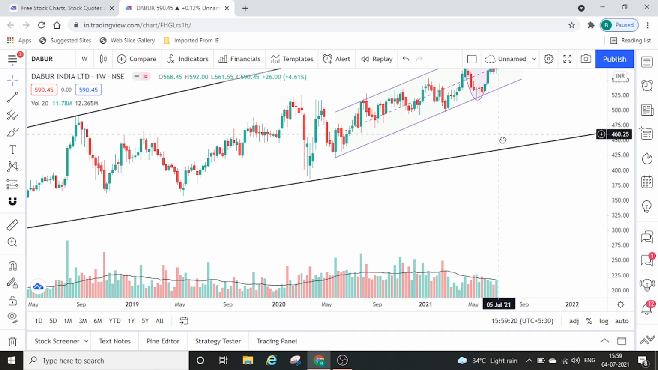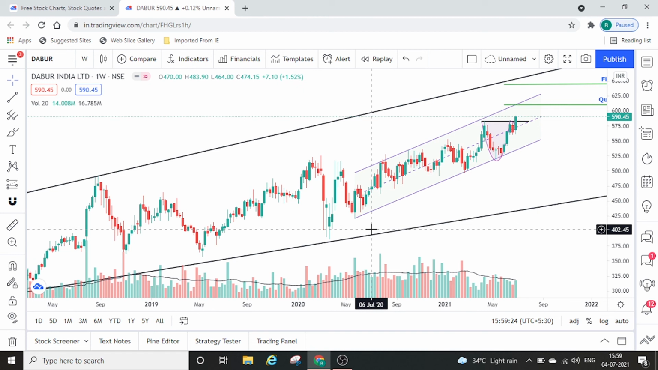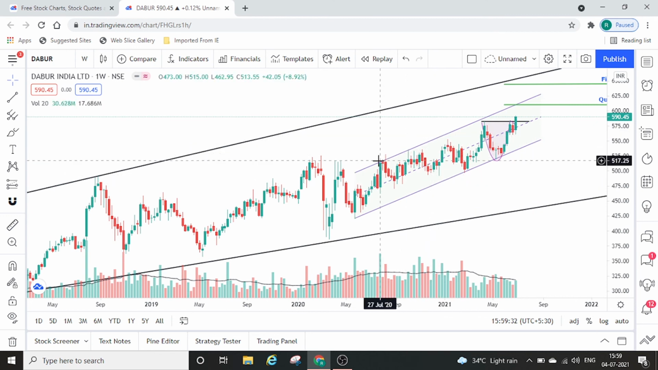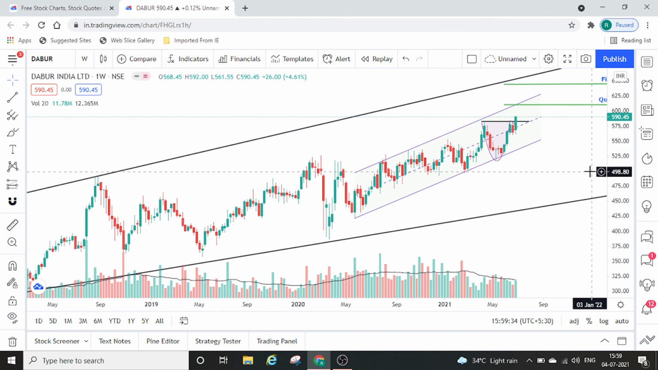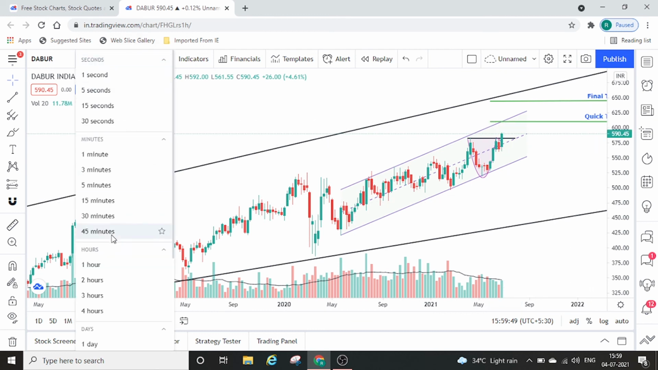Okay. If you see here, in the weekly time frame, the stock has started to move in a channel pattern. So this is the bottom support line of the channel, and this is the above resistance line of the channel. Currently the stock is traveling in the channel pattern, and it has the potential to reach up to the higher resistance of this channel. It's around the 609 level. Okay. Now let us move on to the daily time frame.